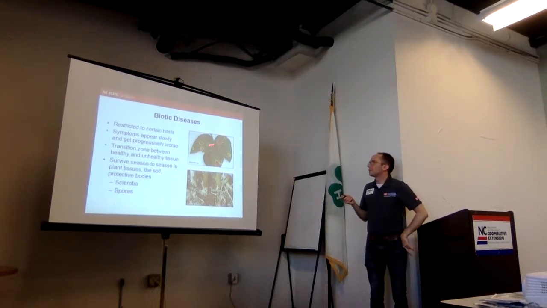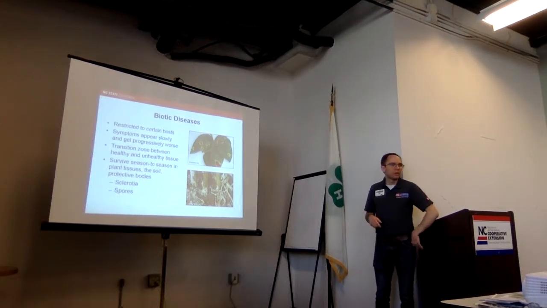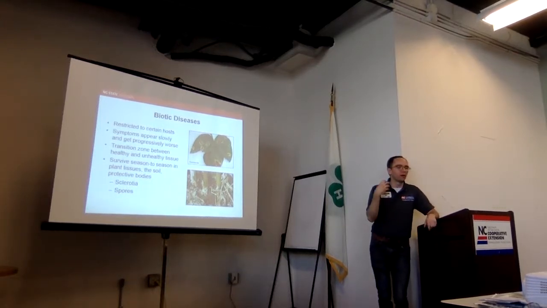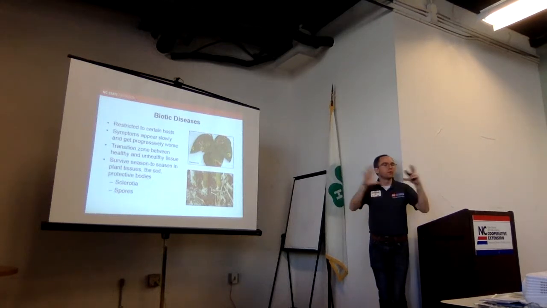They tend to start off slowly and they tend to be infected and then progressively get worse. And as I said, there tends to be a transition zone between healthy and infected tissue, and they can survive through multiple seasons through special protective bodies or forms. There are both sclerotia, which are a special form of a fungal propagule that can survive really harsh conditions, and then spores themselves, produced sexually or asexually, can also survive a lot more extreme conditions than the fungal body can.